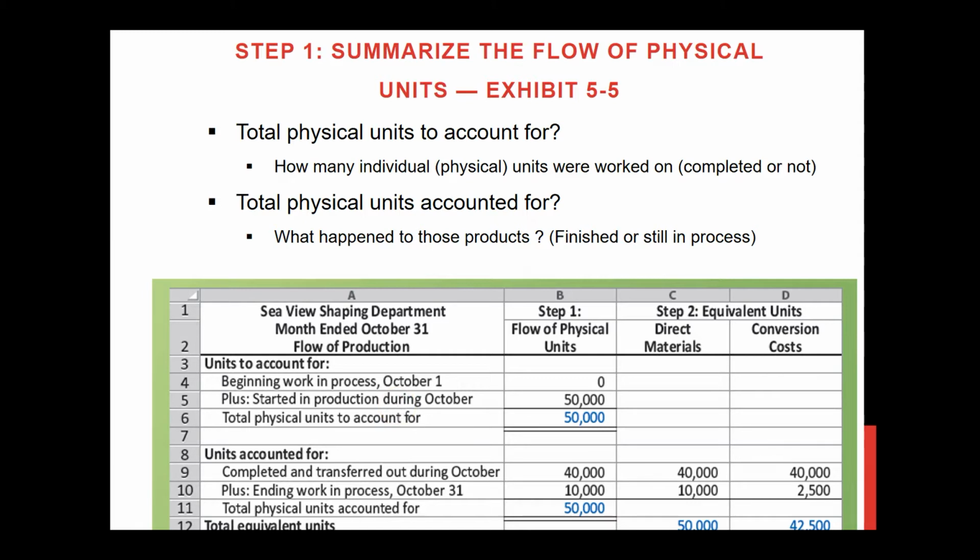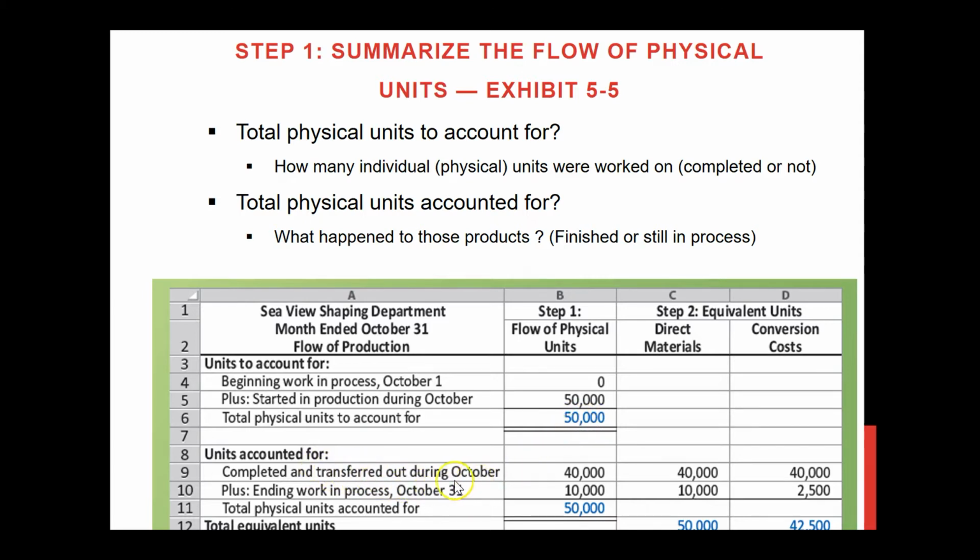So this chart is for the month of October. It's only for 1 month. On October 1, they just started their production process, so there is no beginning work in process. Then throughout the month of October, they started another 50,000 units. These two together we will call total physical units to account for.